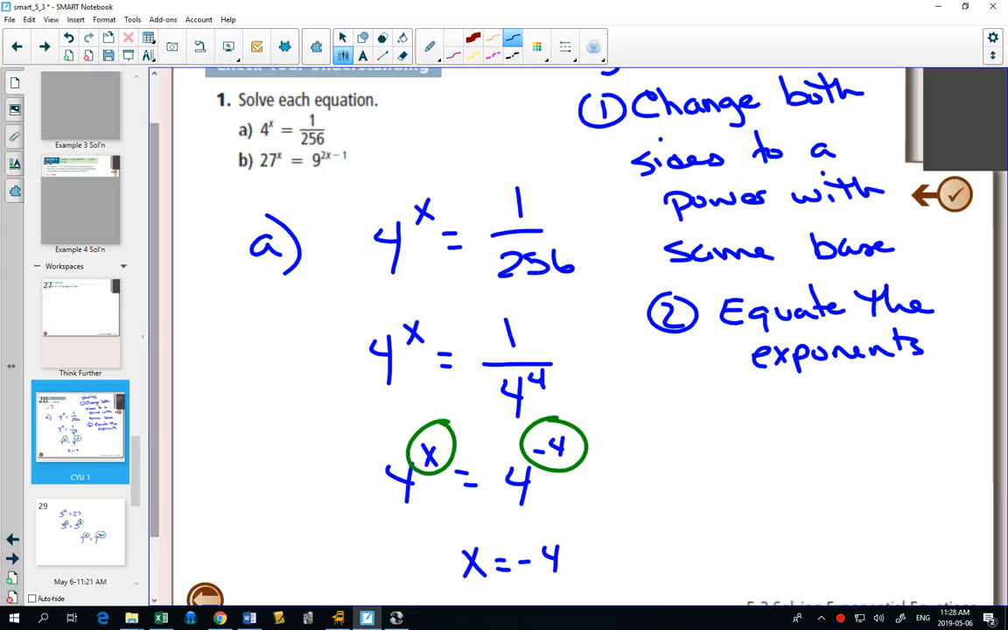So for all of these questions, our job is to think about mental math, our powers chart. How can we recognize numbers? Where are they the same? You're going to need to use your exponent laws to make your bases the same, and then you can equate your exponents. So let's look at part B. It's a little bit more advanced.